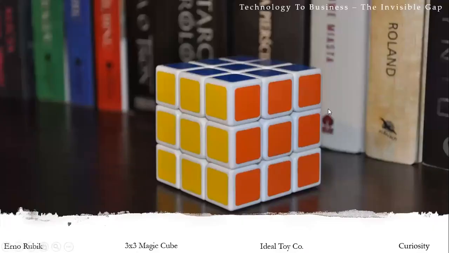Okay, so I'll tell you my fun story. You know what this is? A favorite dice. This is a 3x3 cube, a Rubik's Cube. You know who created that? Erno Rubik. Yes, this person over here, Erno Rubik, he created that. It's called a 3x3 magic cube.